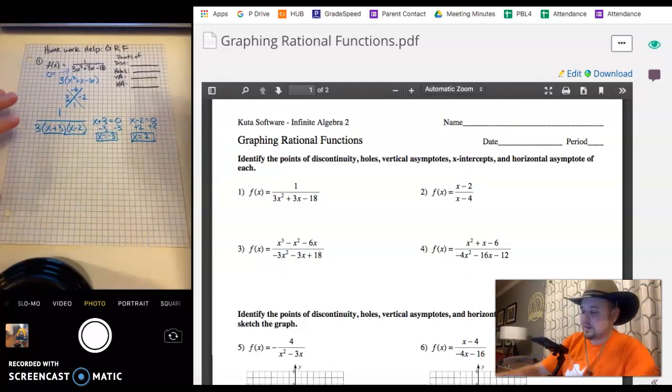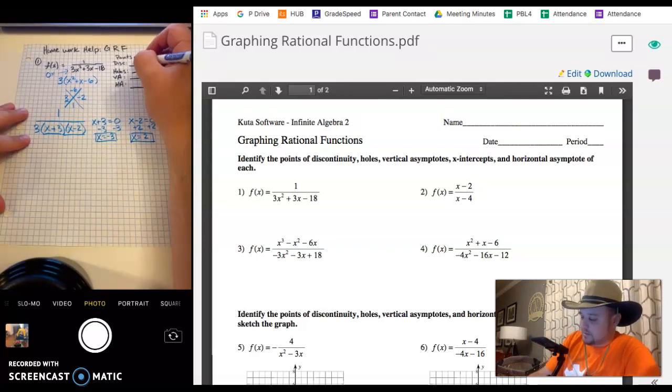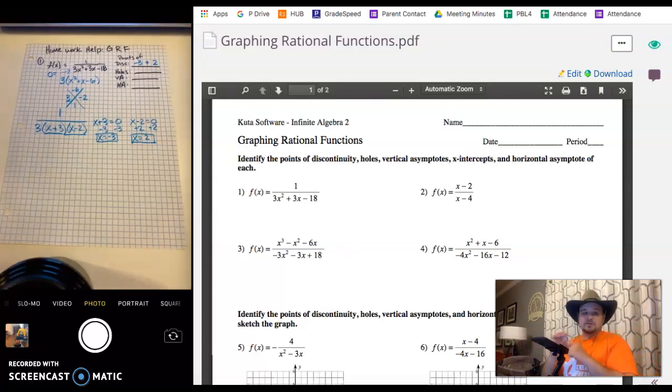So let's go ahead and put that in first, right? So our discontinuity happens at -3 and also at 2. That's where our points of discontinuity are going to happen, when x is equal to -3 and when x is equal to 2.